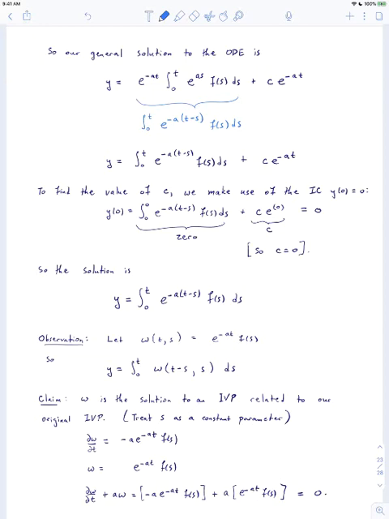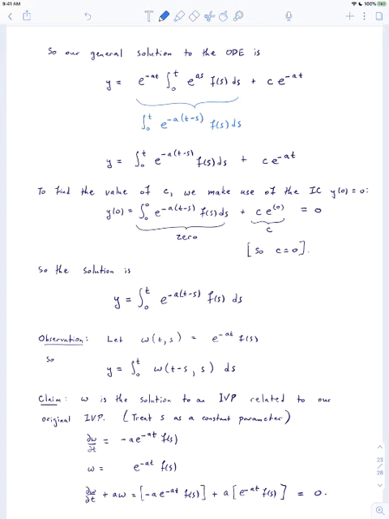The next thing we do for the sake of simplification is we multiply this e to the minus at, we bring that into the integral. So that gives us e to the minus at times e to the positive as, which we can simplify as we have done here. That means that y is equal to the definite integral from 0 to t of e to the minus a times t minus s times f at s ds plus this constant times e to the minus at. To find the value of c, we make use of the initial condition.